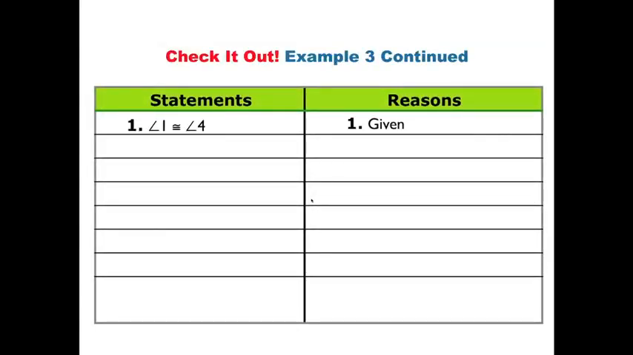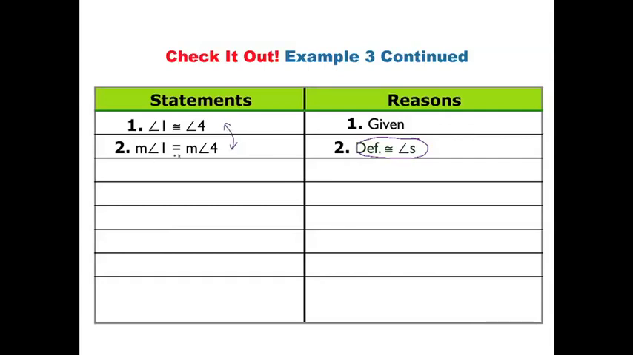We start with the fact that angle 1 is congruent to angle 4, and that was given to us. We can now make the jump to saying that the angles are equal. So we're going from congruence to equality. Remember, that is always the definition of congruent angles. It also works the same way, so this could have gone either direction and I would have used the definition of congruent angles.